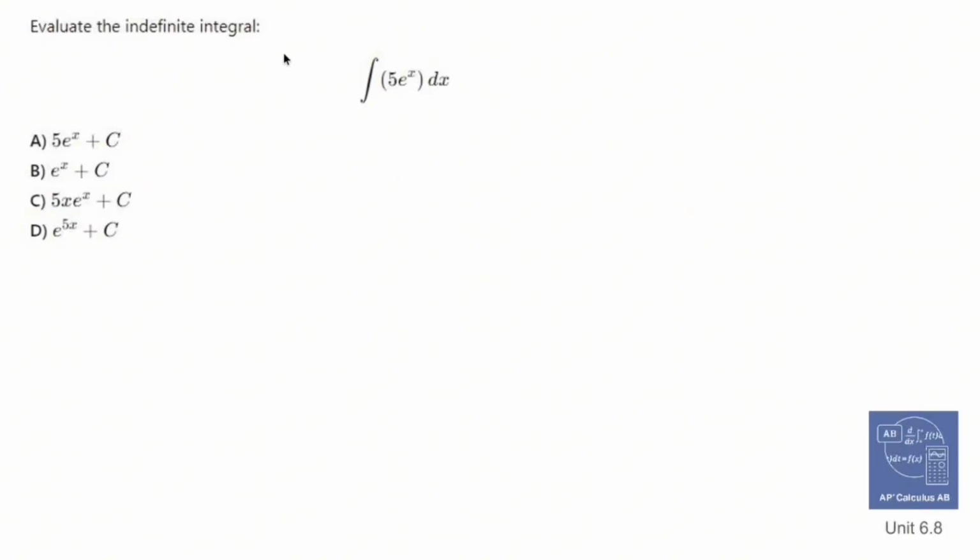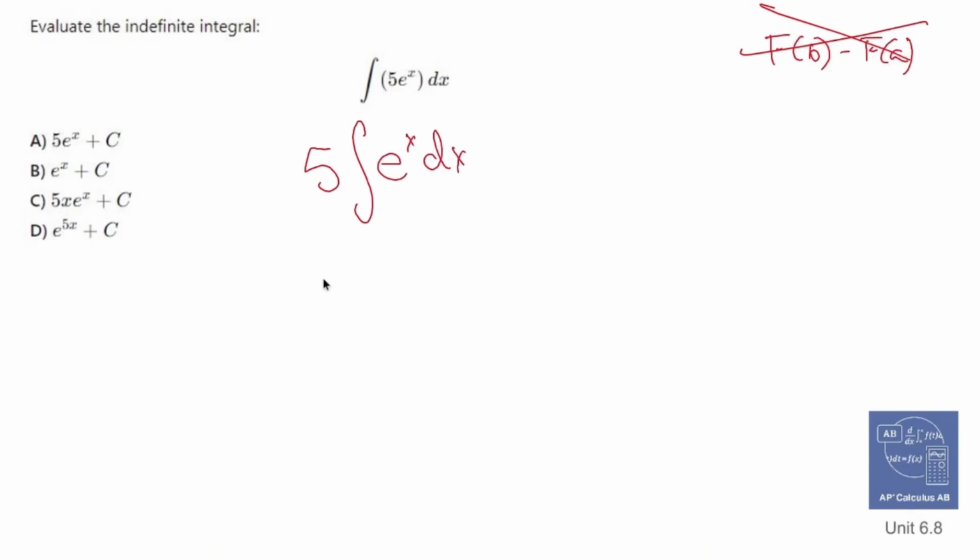Evaluate the indefinite integral of 5e to the x dx. Well, this is an indefinite integral, which means I don't have to worry about limits of integration. That's dead to me, at least for this section it is. I'll rip out that 5, and I'll just integrate e to the x dx. Well, this is nice. The integral of e to the x dx is just e to the x.